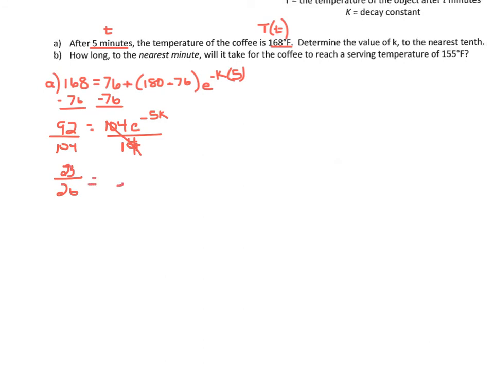Okay, and then we can bring down the e to the negative 5k. Just like we saw in the last one, to get rid of an e, we put an ln in front of it. So if we do that on the right-hand side of the equation, we have to do that to the left-hand side of the equation.